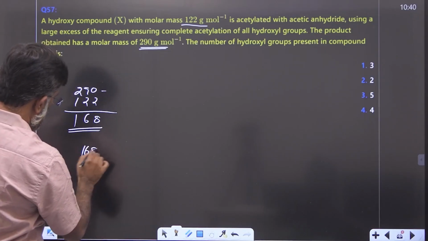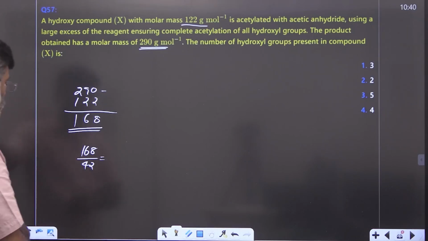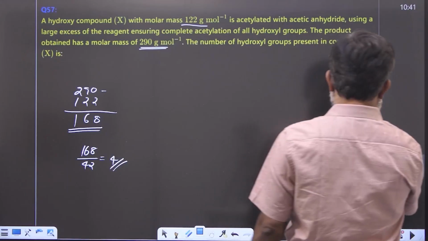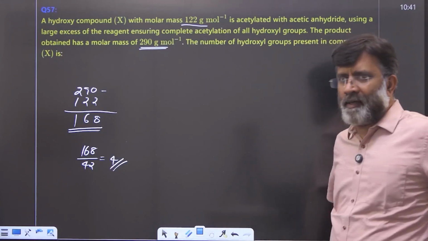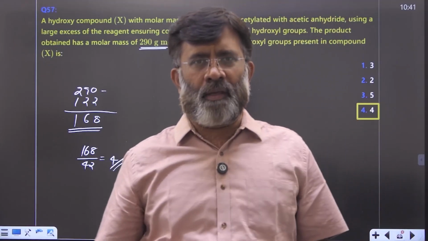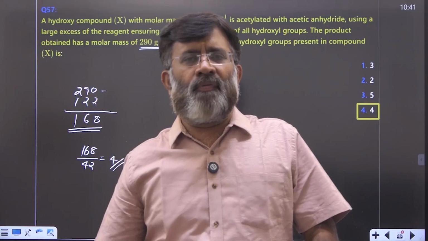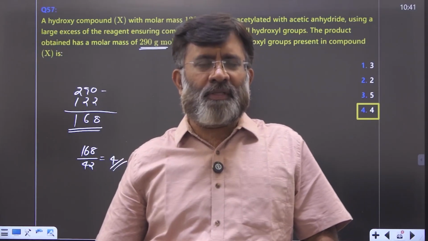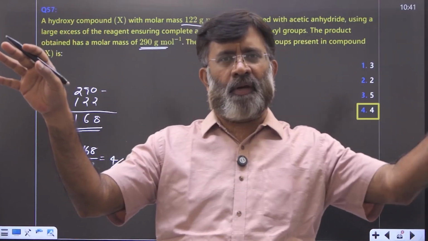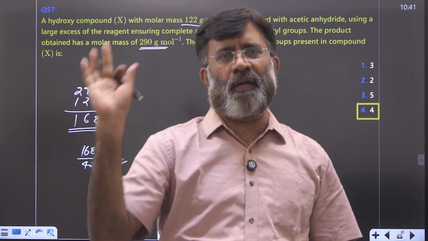Now, 168 divided by 42. 4 is the answer. This calculation we did multiple times during estimation of OH group and NH2 group. The number of OH groups and NH2 groups can be estimated like this. The reactant molar mass is given, the product molar mass is given, take the difference, divide by 42, and you get your answer.